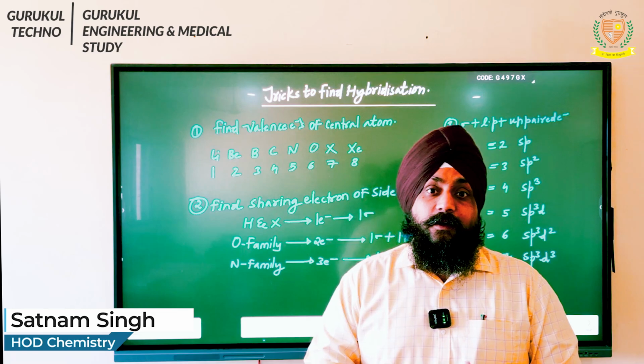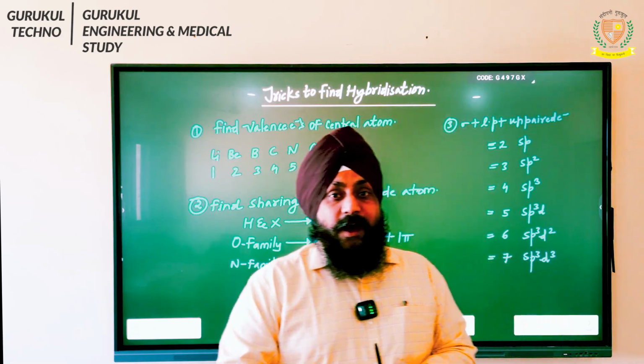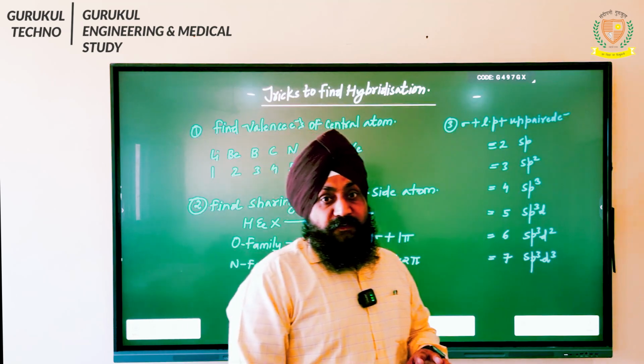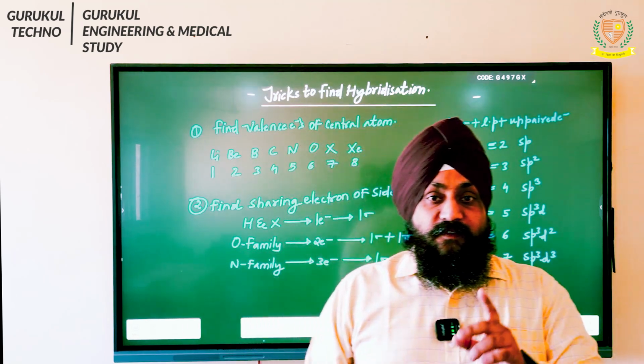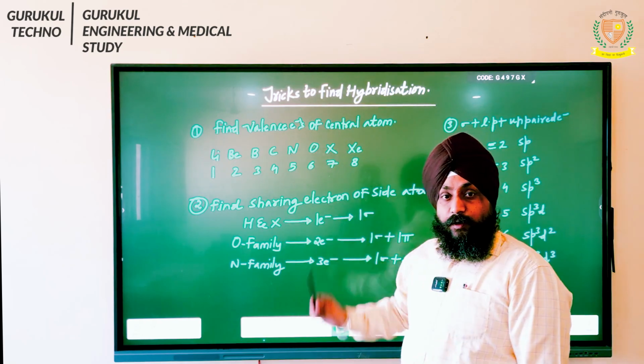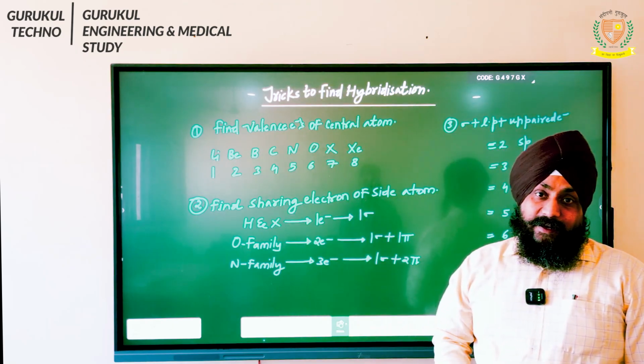Students, today we are going to learn about tricks to find out hybridization. So what are the various steps involved when we find out hybridization? The very first step is going to be to find valence electrons of the central atom.